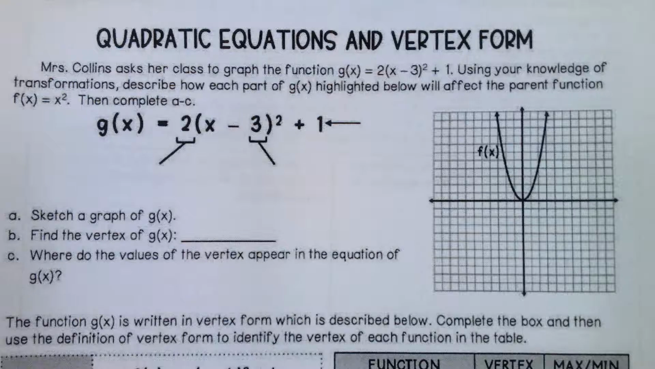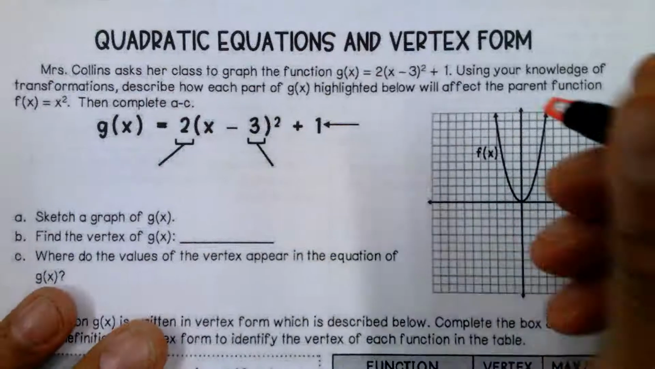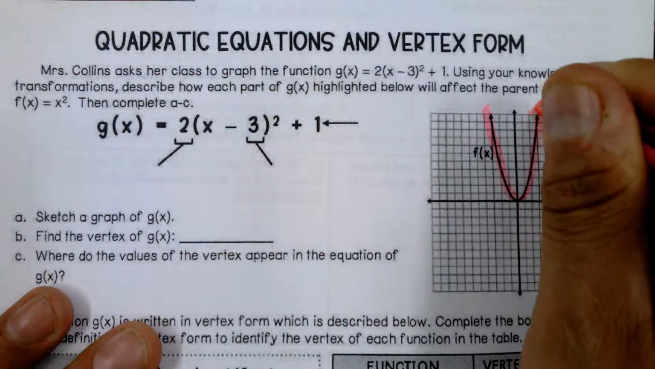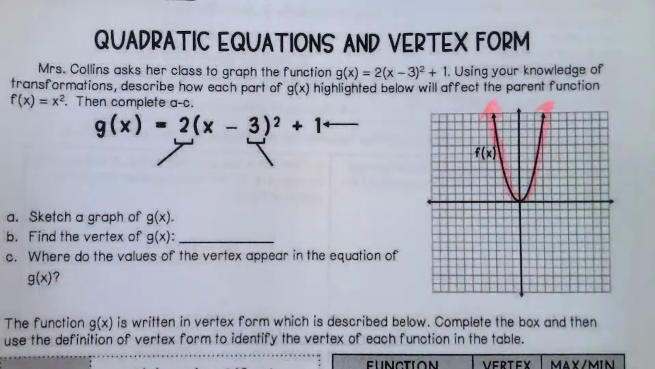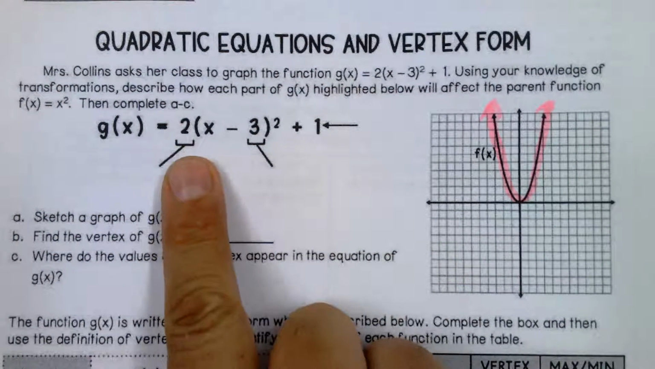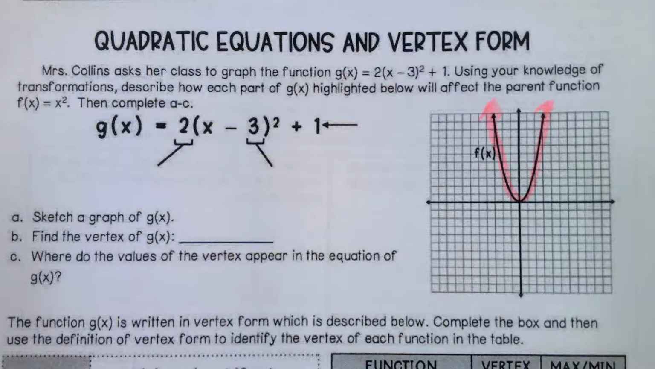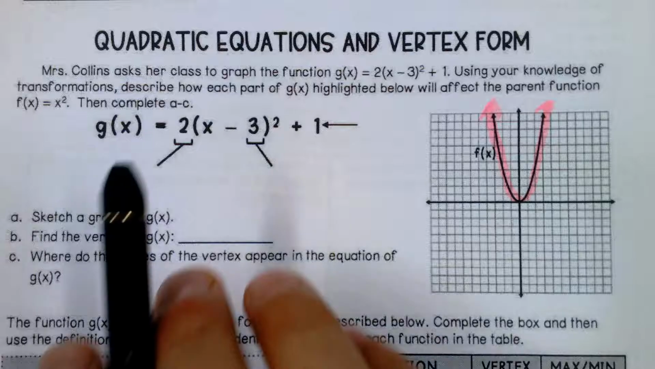Okay, so they give you f of x. It's graphed for you right here. So this here is f of x. Eventually, in a little bit, we're going to graph this g of x. Okay, now, let's just write a few things that we know.